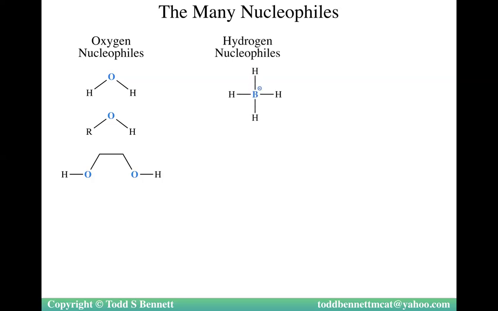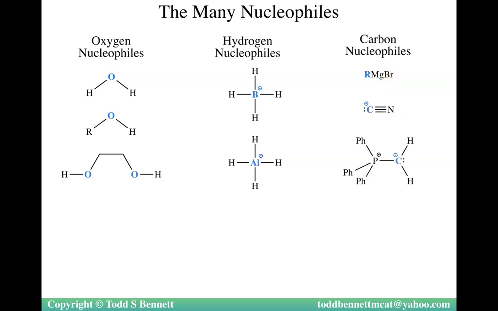Hydrogen, we already did this with lithium aluminum hydride and sodium borohydride. Carbon, we've got alkyne nucleophiles, cyano nucleophiles, Grignard reagents. We're going to have something called the Wittig reagent. So I'll leave that for down the road. Nitrogen nucleophiles, we looked at amines. We have those, primary amines, secondary amines. And then sulfur. You can have sulfide attack, thiols attack.